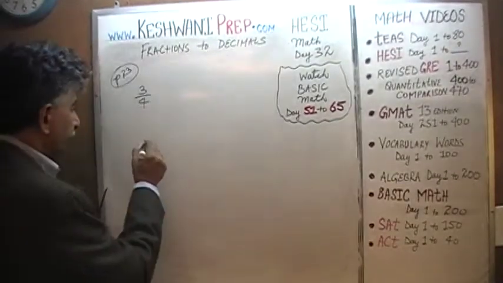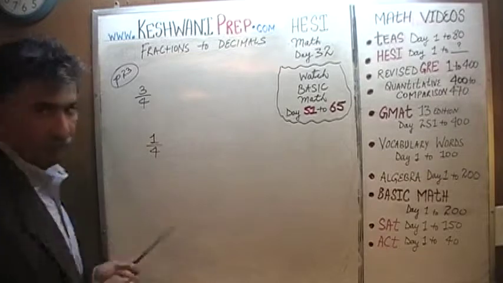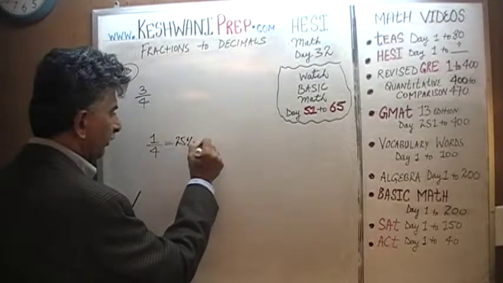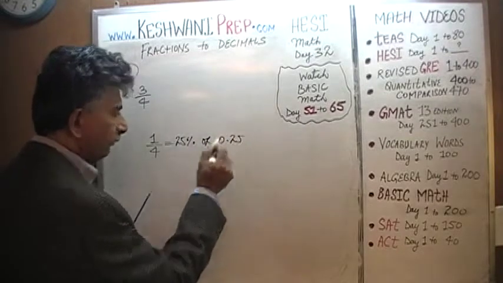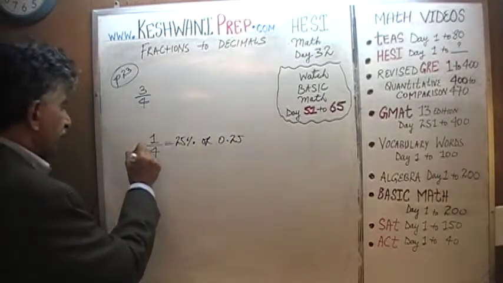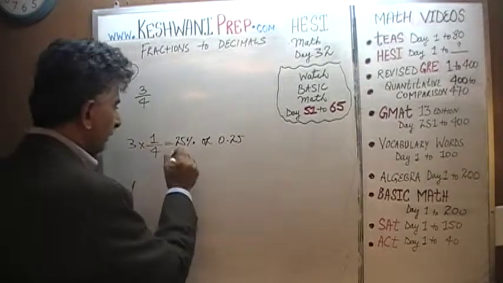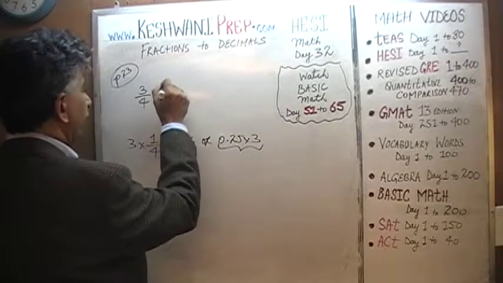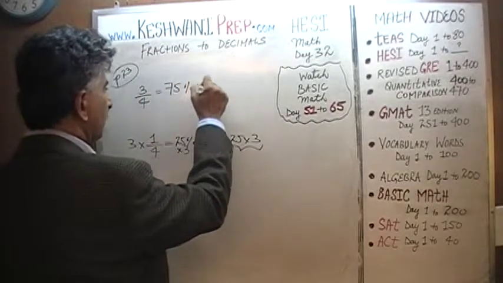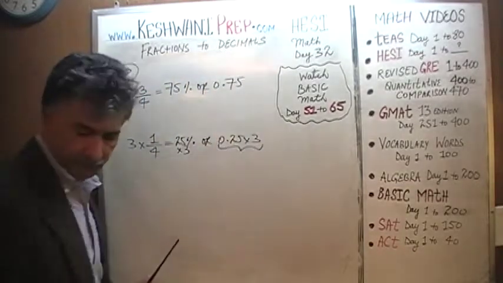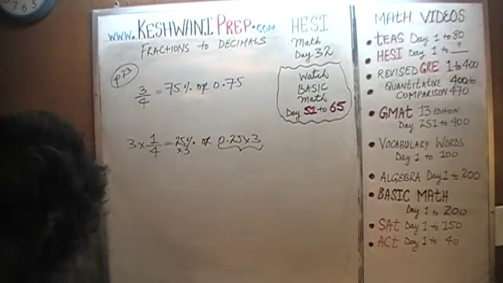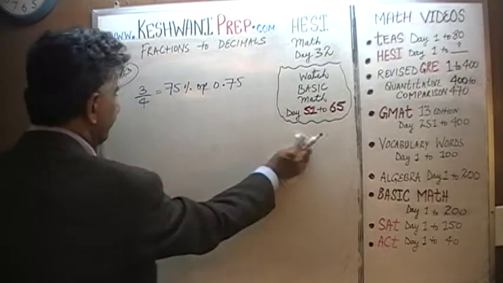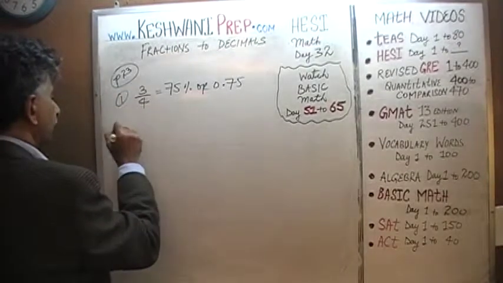Well, we know 1/4. How much is 1/4? Of course we know it. This is too silly. 1/4 is 25% or 0.25. 3/4 is going to be 3 times as much, 3 times this amount. 0.25 times 3 is 75% or 0.75. This is, as I said, too silly. But it's there, so we have to do it. Number two, 5/8.